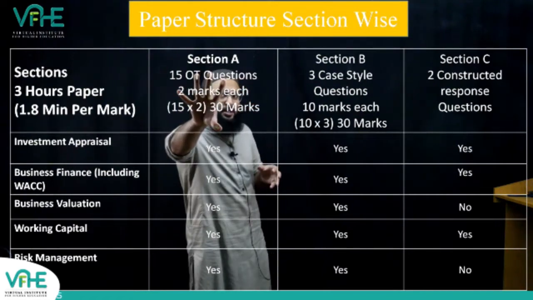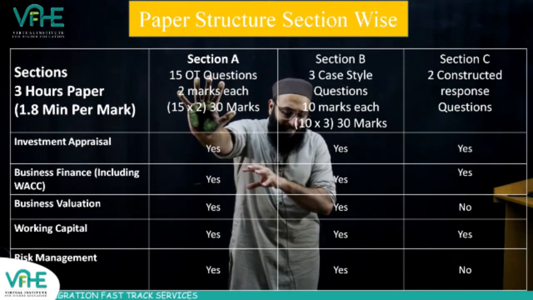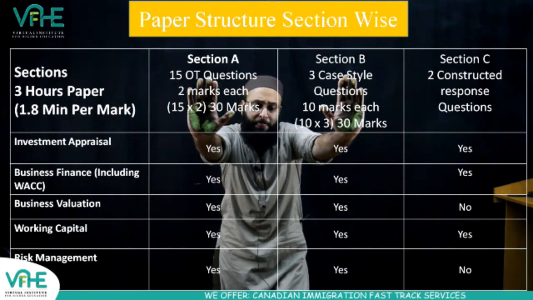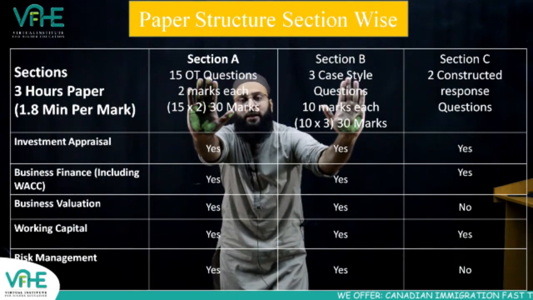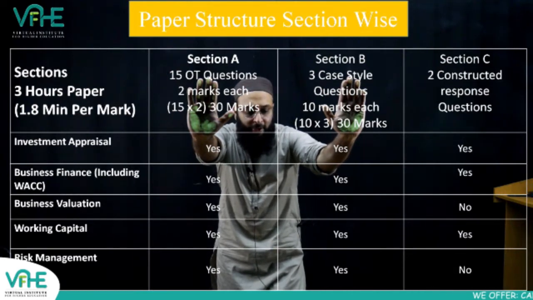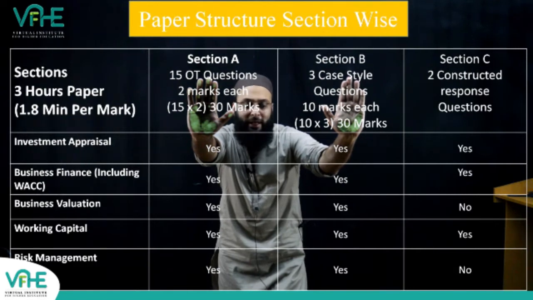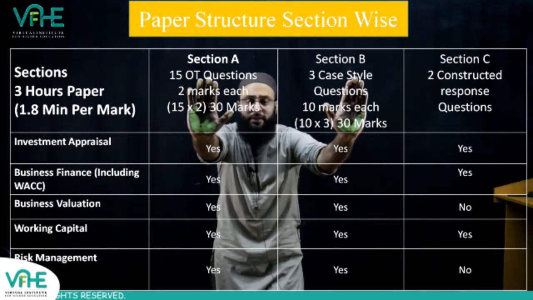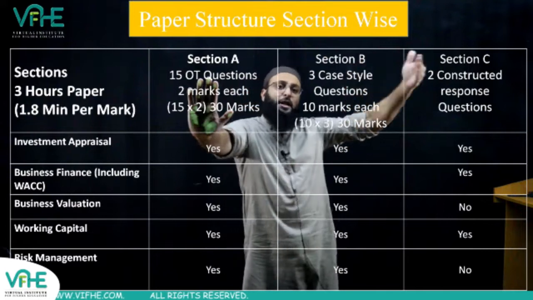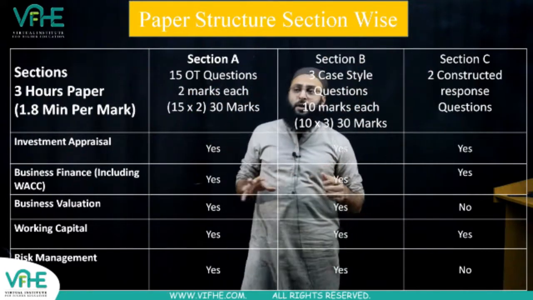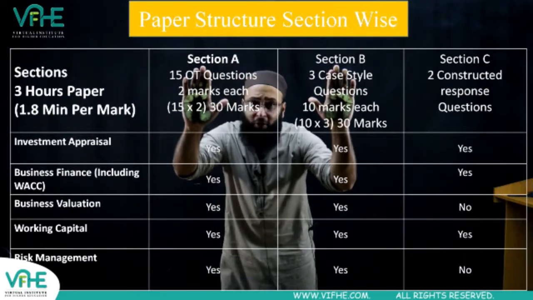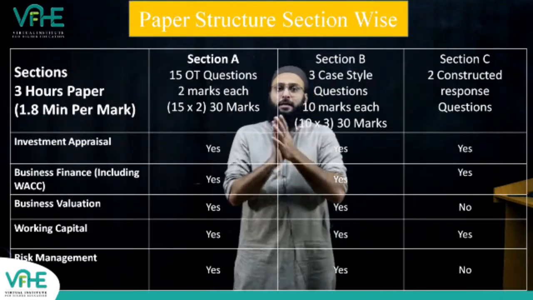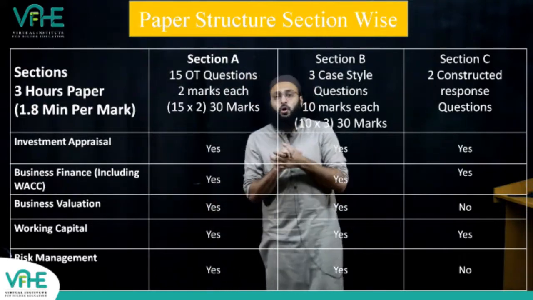So 15 OTs will come in section A. The total marks weightage will be 30 marks. Section B, you know, is a scenario based question. Each section B question has a weightage of 10 marks, and there will be a scenario. Each scenario will include 5 OTs, each worth 2 marks, which means 10 marks for each section B question. Like this, you have 3 case studies, and this makes 30 marks altogether. So section A and section B together make up 60 marks. Okay, so that's clear.